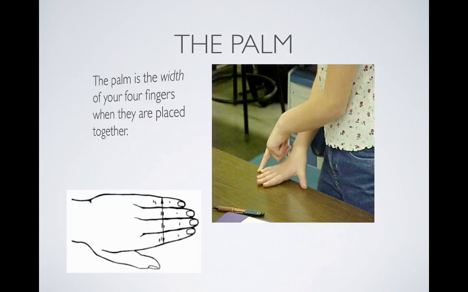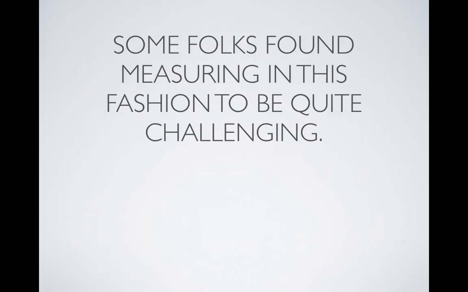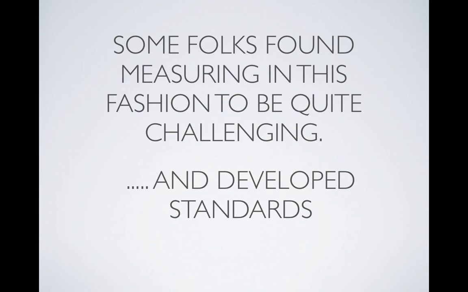The palm is the width of your four fingers when they are placed together. It's very similar to handspan, but now we're keeping all of our four fingers together, one after the other. Some people found that measuring in this fashion was quite challenging, as you might imagine, and so they developed their own standards.